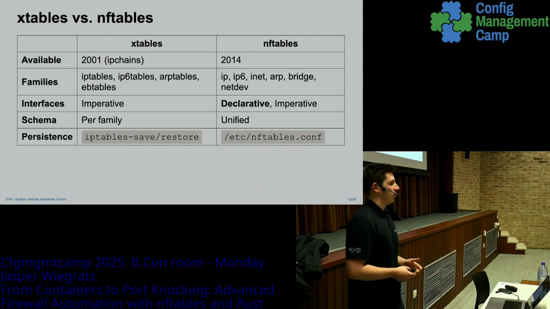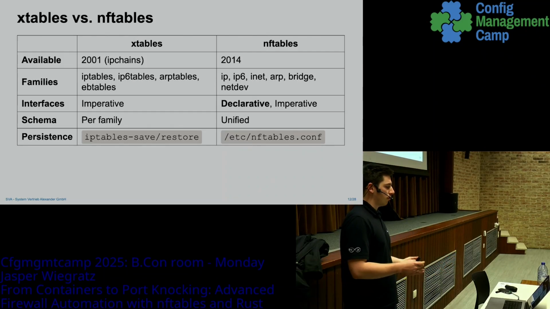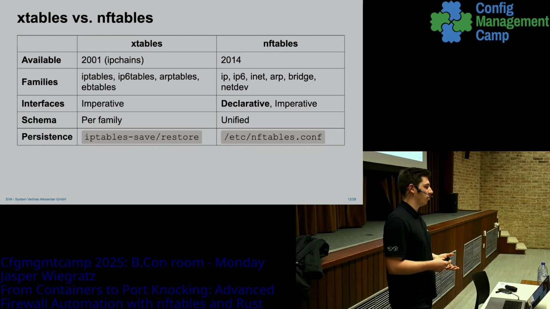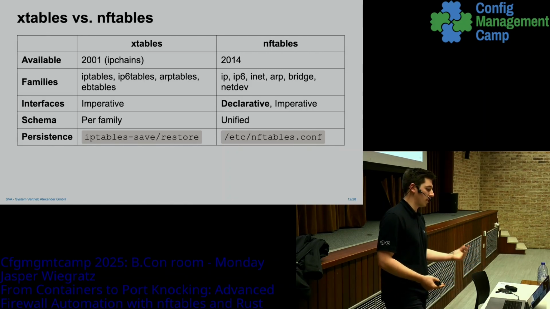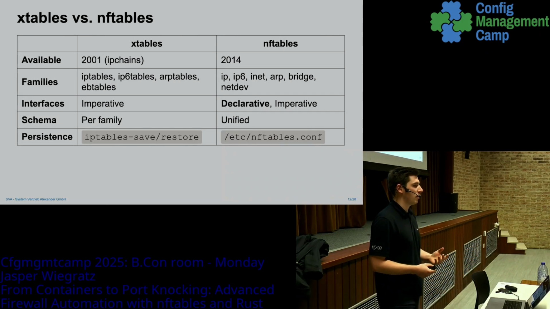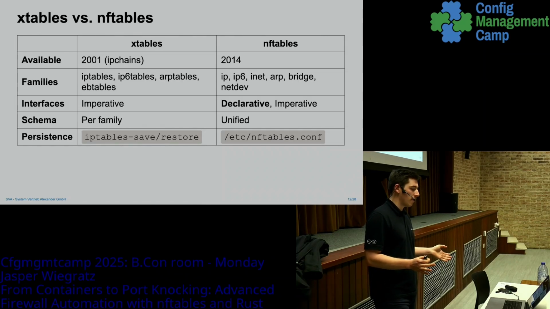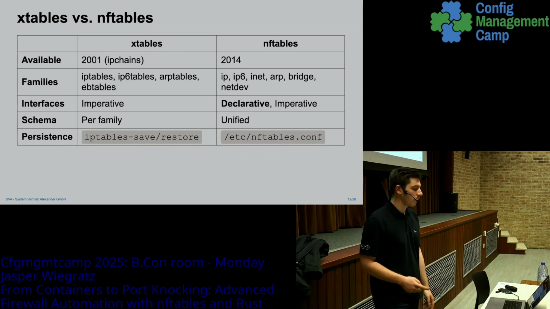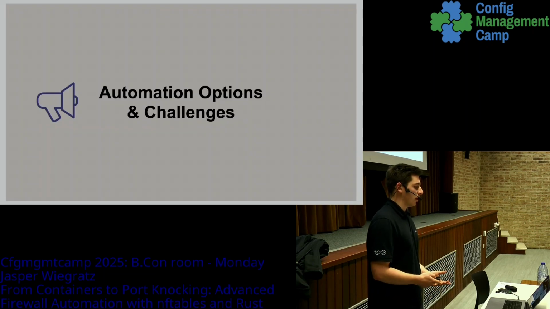As for persistence, this is not really native to either of those. So in X-tables, you would typically have a systemd service that will use IP tables restore to load, well, basically a list of IP tables commands from a file, and you would use IP table save to put your current firewall configuration into this kind of file. In nftables, you have this file syntax. So, for example, you have the etc nftables.conf, or on RHEL systems, it's etc sysconfig nftables.conf, where it's automatically loaded from.